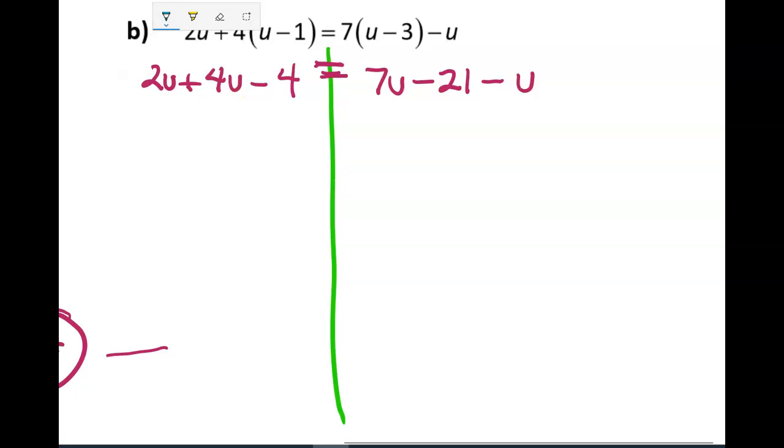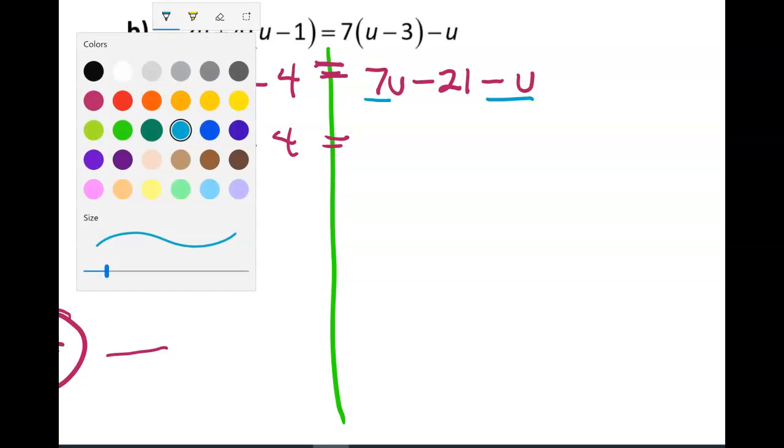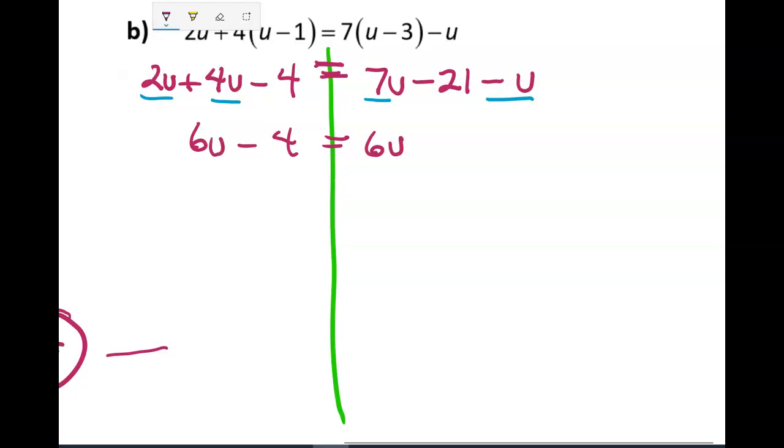Now we have to add some like terms. On the left side of the equal sign, 2u and 4u add up to 6u, so we have 6u minus 4 equals. And then on the right side, we have a 7u minus a 1u is 6u, so 6u minus 21. Now we want to move our variable terms next, so if we want to move a 6u from one side to the other, we can subtract 6u from both sides. On the left side, we have negative 4, and on the right side, we have negative 21.